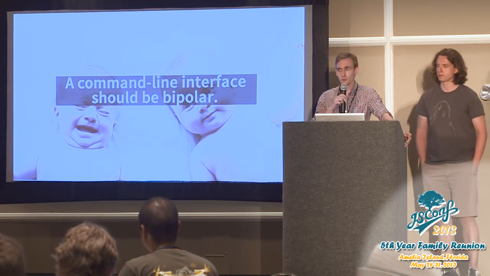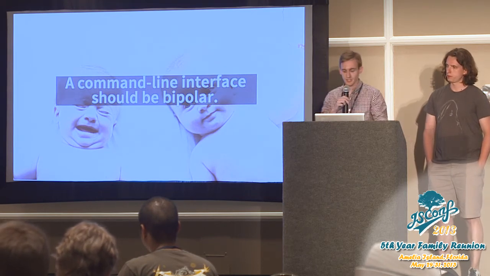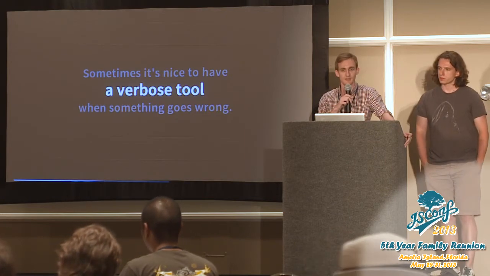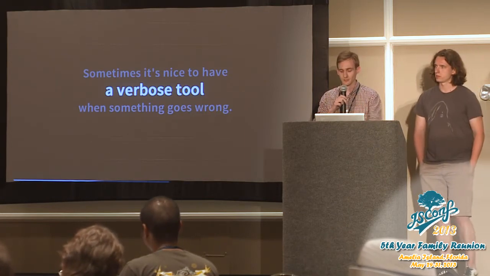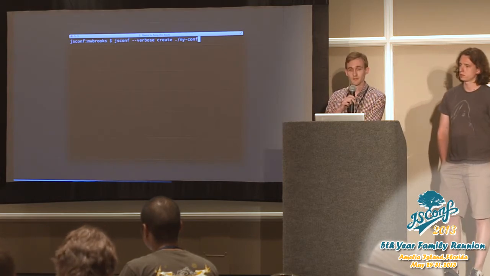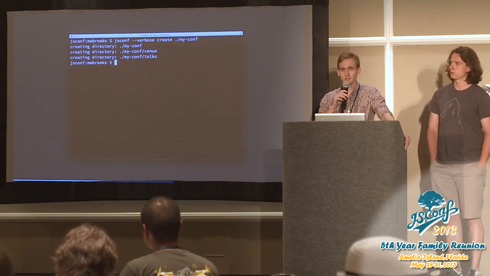And one thing that we've quickly realized in the past year is that command line interfaces should be bipolar. And what we mean by bipolar is that sometimes it's nice to have a verbose tool when something goes wrong. So if you run JSConf create with myconf as your path, but you provide the verbose flag, it's really helpful to see what files, what directories have been created.